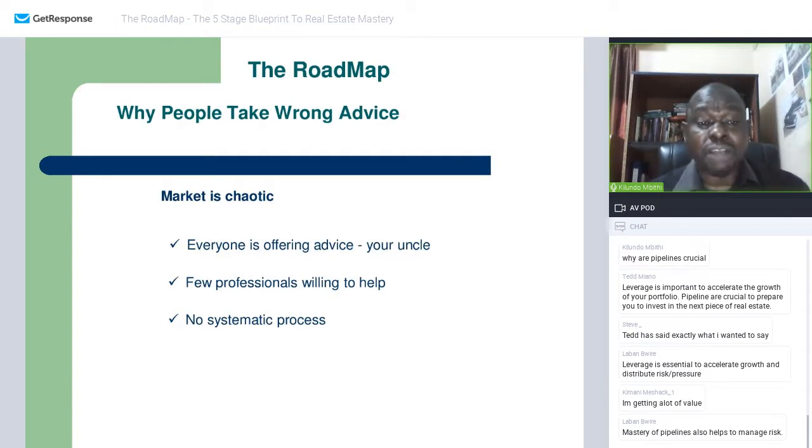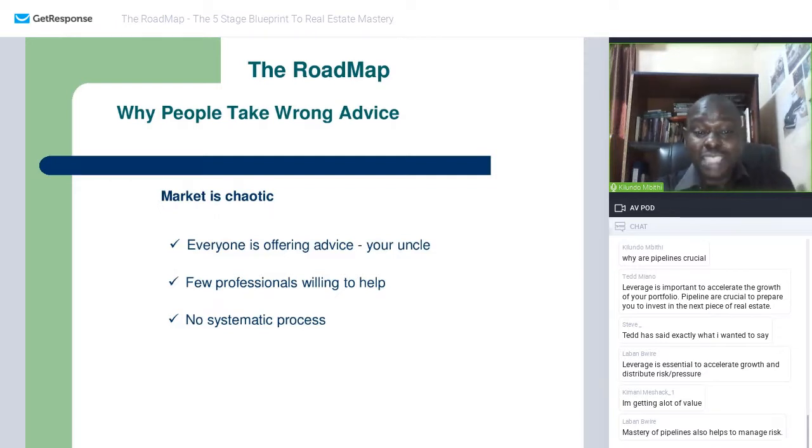The market is chaotic. Everybody's up trying to offer advice. They have no experience, they have no education, they have no expertise in that industry. But they're offering you advice. They're telling you, yeah, you know what? First thing when you get out of college, buy your house, buy your home. Well, that may be good advice if that is what your objective is.